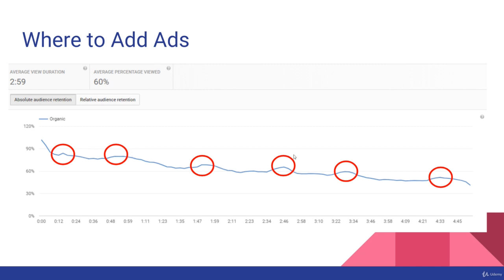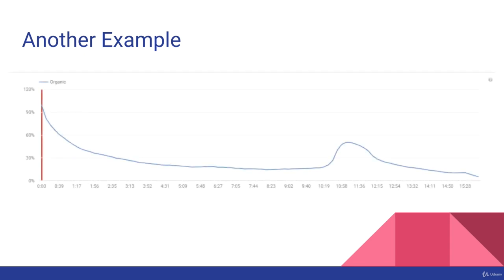So as you can see, 1, 2, 3, 4, 5, 6 ads we can add in that video, and you add them all at high points of audience retention. Now, here's another example of a different kind of audience retention chart.